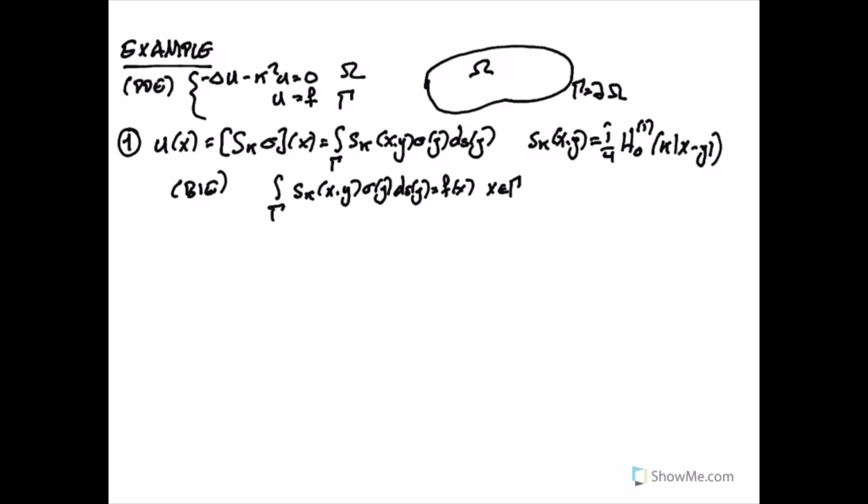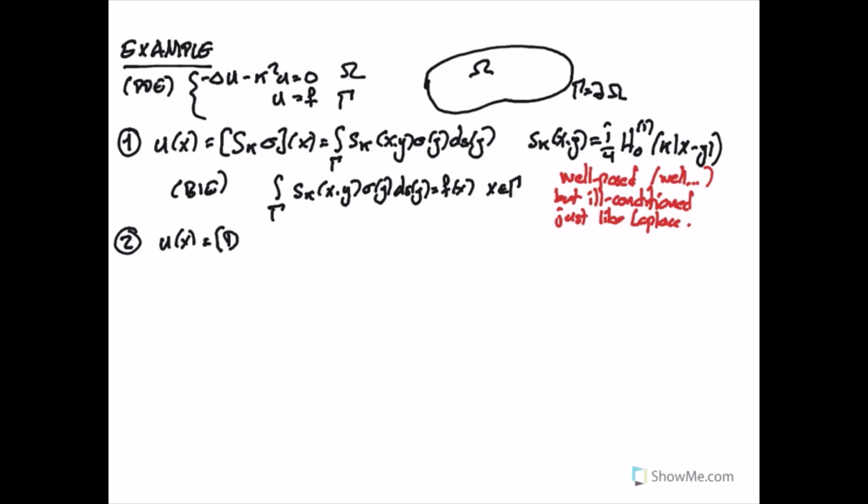Like this, and this turns out to be ill-conditioned, just like Laplace. So it's well posed, but ill-conditioned. There turns out to be a quirk to that, but it's ill-conditioned, just like Laplace. And the fix is the same, so almost. There is a quirk with the Helmholtz equation, which we will get to shortly.